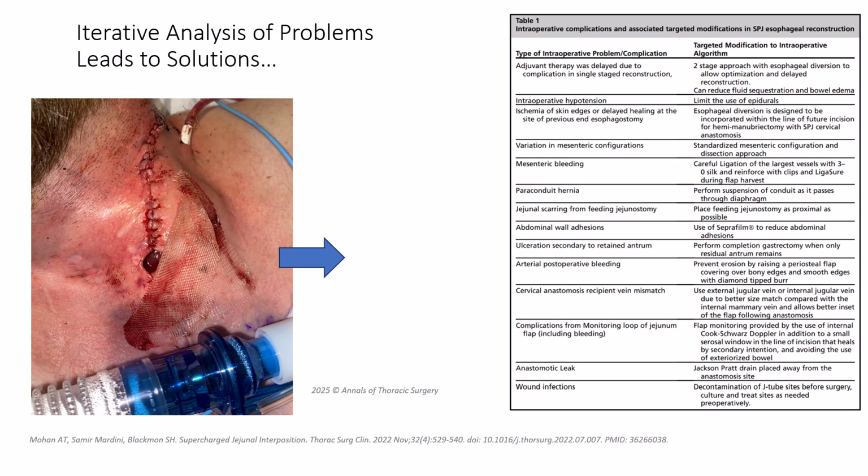This is an iterative analysis of problems that lead to solutions. Table 1 on the far right is published in the Annals of Thoracic Surgery and shows all of the issues that we were able to identify and targeted modifications for a revised intraoperative algorithm that have led to continuously improved outcomes.